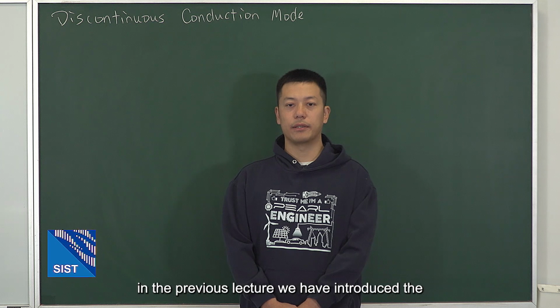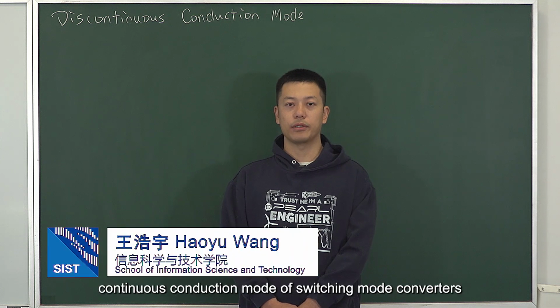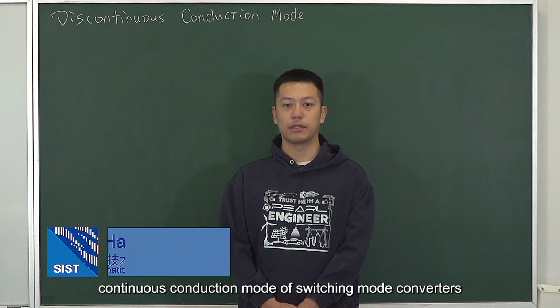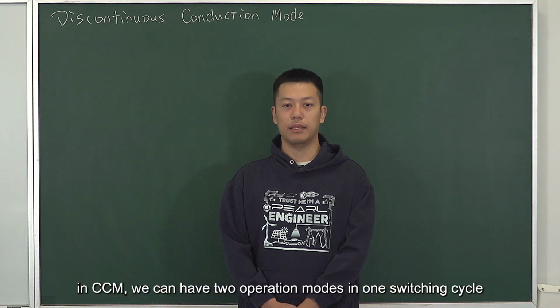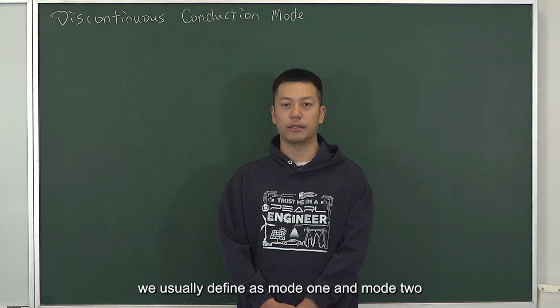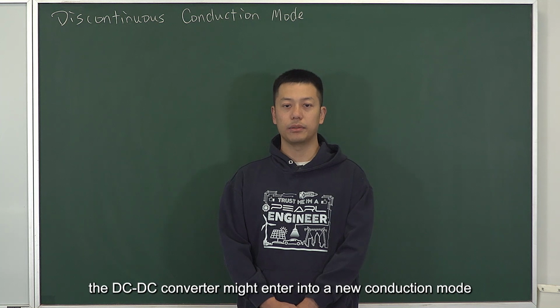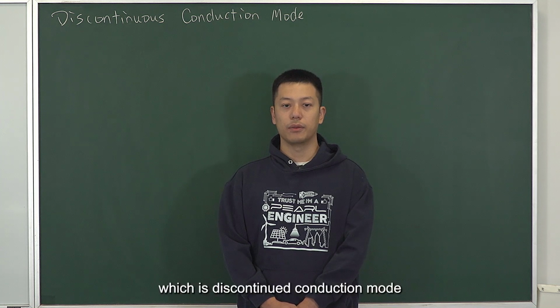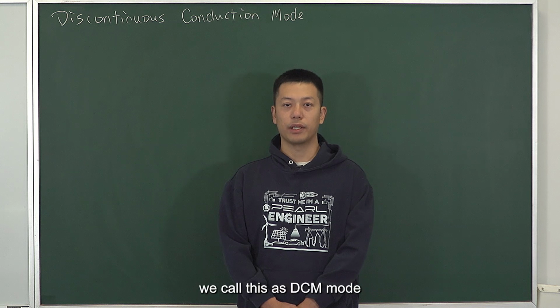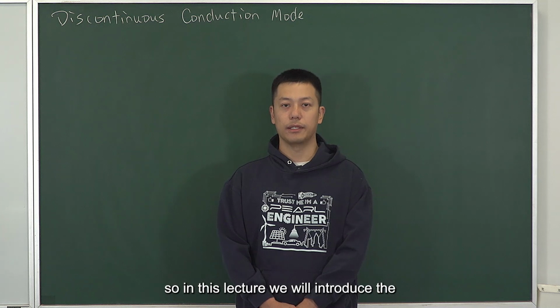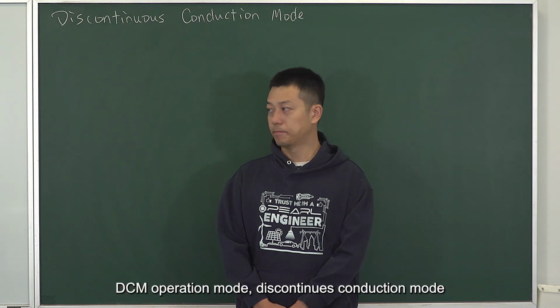In the previous lecture, we have introduced the continuous conduction mode of switch mode converters. We call it CCM. In CCM, we can have two operation modes in one switching cycle. We usually define them as mode 1 and mode 2. When we utilize unidirectional power semiconductor devices, the DC-DC converter might enter a new conduction mode, which is discontinuous conduction mode. We call this DCM mode.